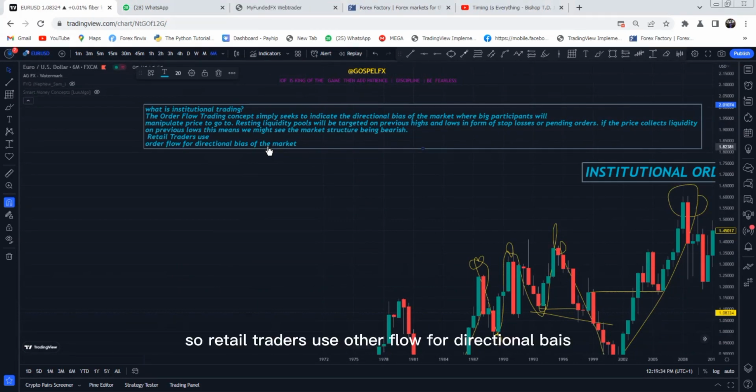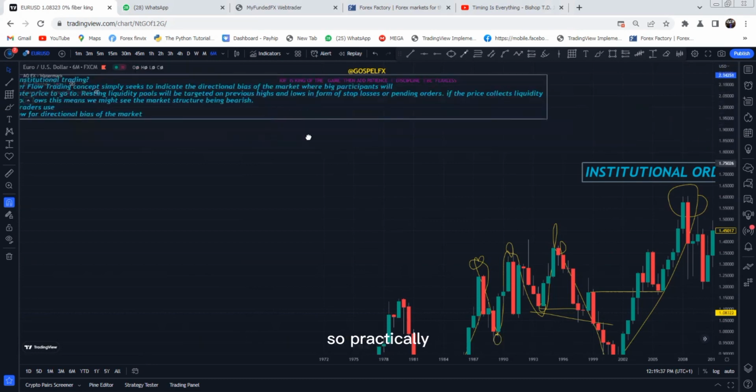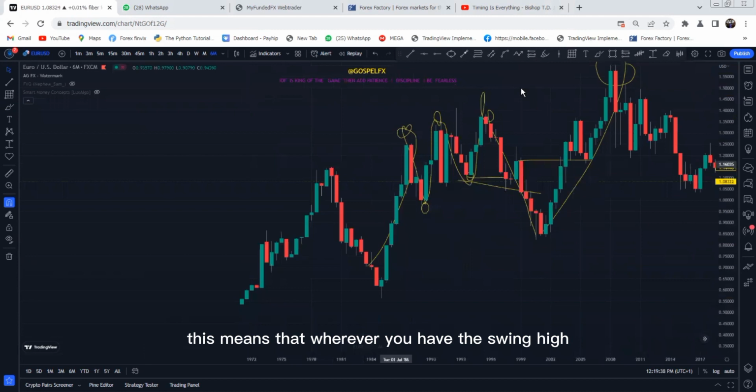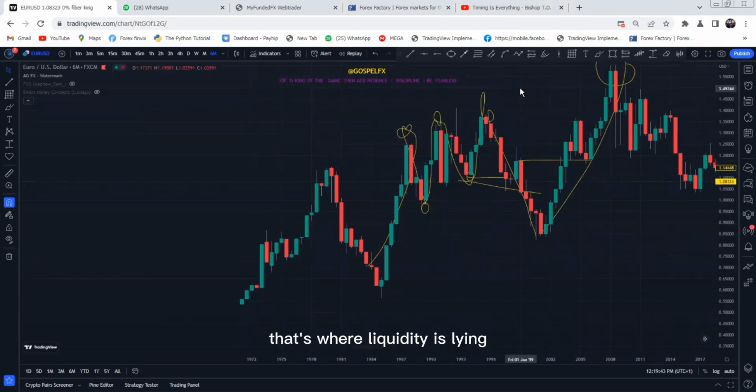Retail traders use order flow for directional bias and all those things. Practically, this means that wherever you have a swing high, an old high or low, that's where liquidity is lying. Remember that the market books from liquidity to liquidity, internal range liquidity to external range liquidity. That's how the market books. There is no other theory apart from this. The market books from internal range liquidity to external range liquidity.